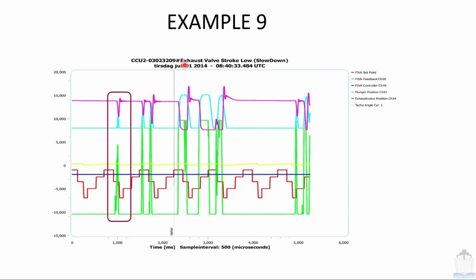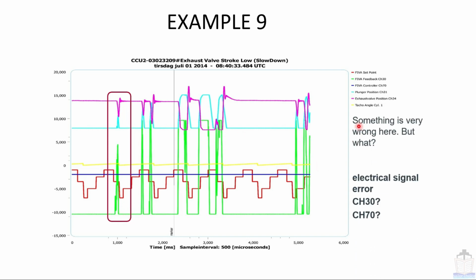Next example is example 9. In this graph the alarm is exhaust valve stroke low slow down. So this is the marker, so we'll go just before this marker, and we can see there is a problem here. This FIBA set point is looking good, also tacho angle is good, plunger position is showing erratic, exhaust valve position channel number 34 is also showing erratic. Here the important thing to see is that channel number 30 is not following FIBA set point, and in spite of this, channel 70 has stopped giving any sort of command, this channel number 30 is jumping up and down.